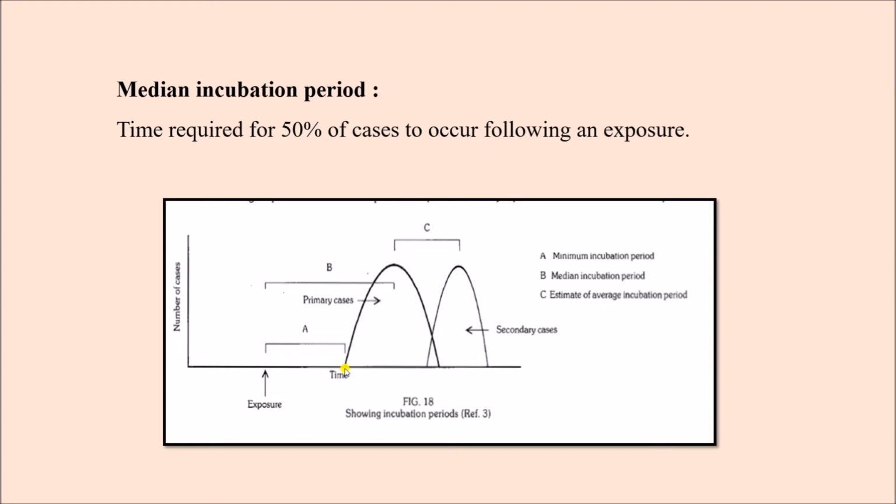Also, if we draw a vertical line here, this is the time when 50% of the cases appear. As you can see, this is a bell shaped curve and this is symmetrical. So if we draw a vertical line here, we have 50% of the cases on the left side and 50% of the cases on the right side. So at this vertical line, we can say that 50% of all cases have appeared, and this is the time gap from exposure, which is known as the median incubation period.